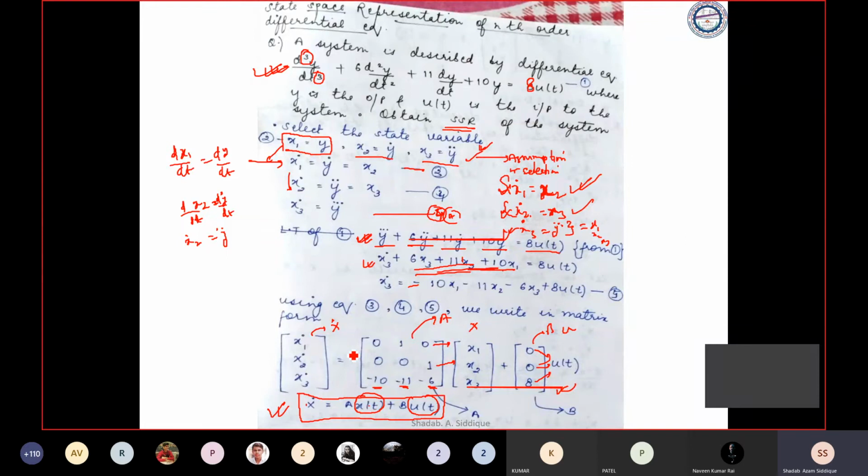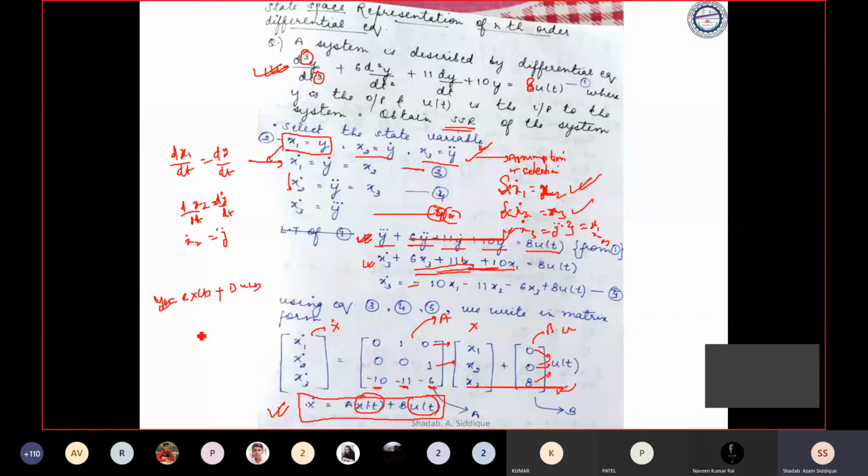Now we will try to find the output equation, because we want to find the SSR of the system, the state space representation. So one representation we have found out. The second representation we are trying to find. What is the second representation? It says we want to find y of t is equal to C x of t plus D u of t.